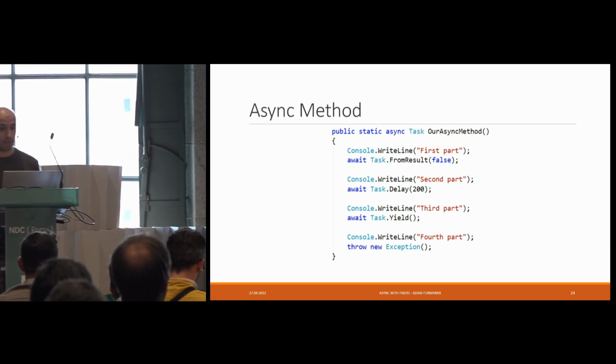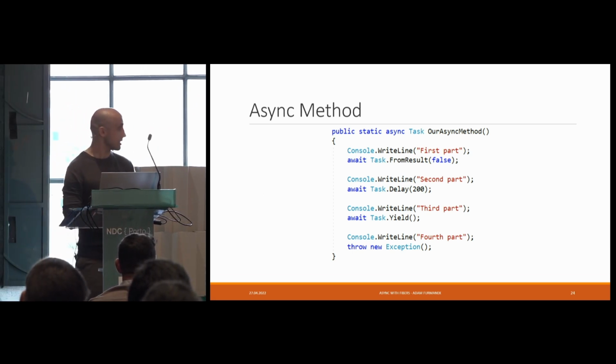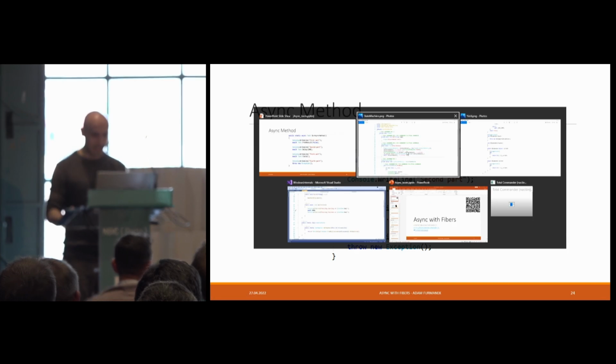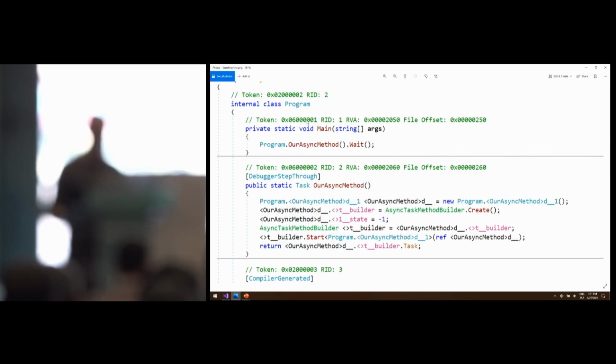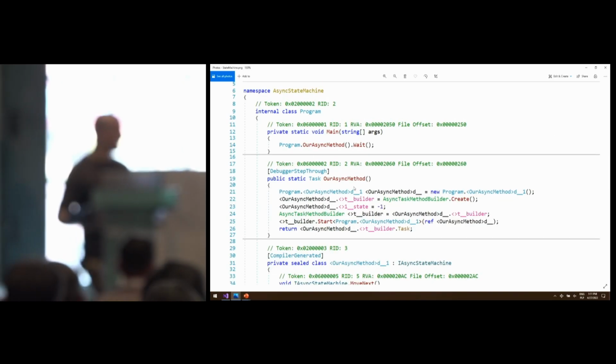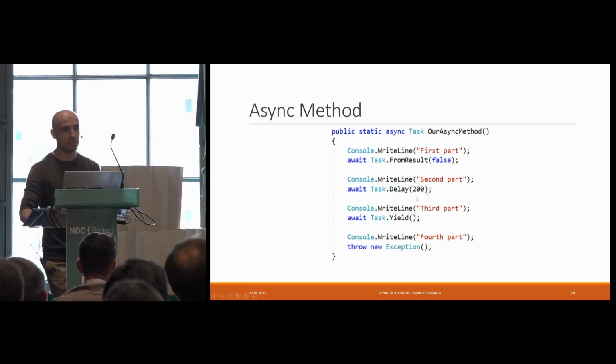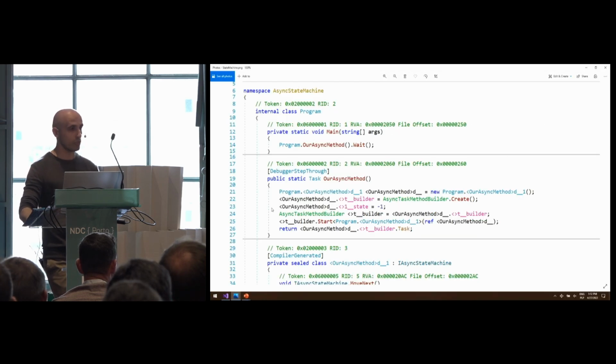Now, how does it work with async? If we take a method like this, and we have console write line, await, and so on, what the compiler does under the hood is, first, it creates this async method. So we start with our async method here, and we have a series of print lines and awaits. So it gives you this method which looks very straightforward, right?